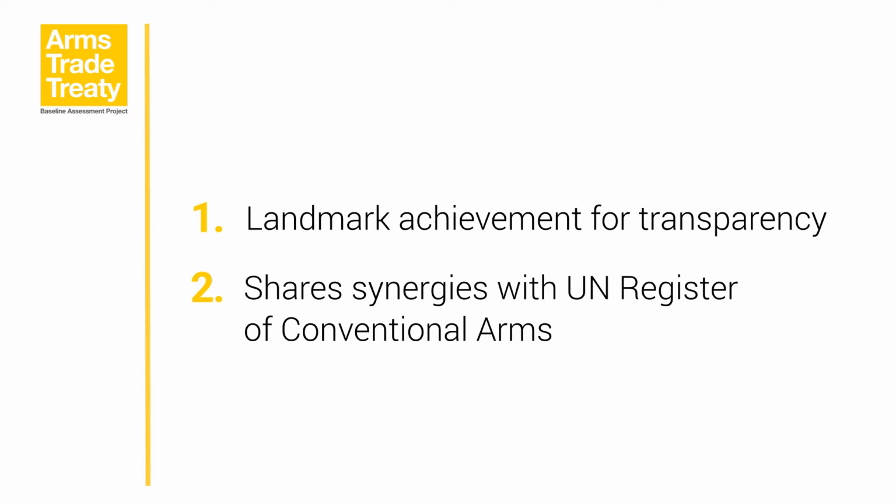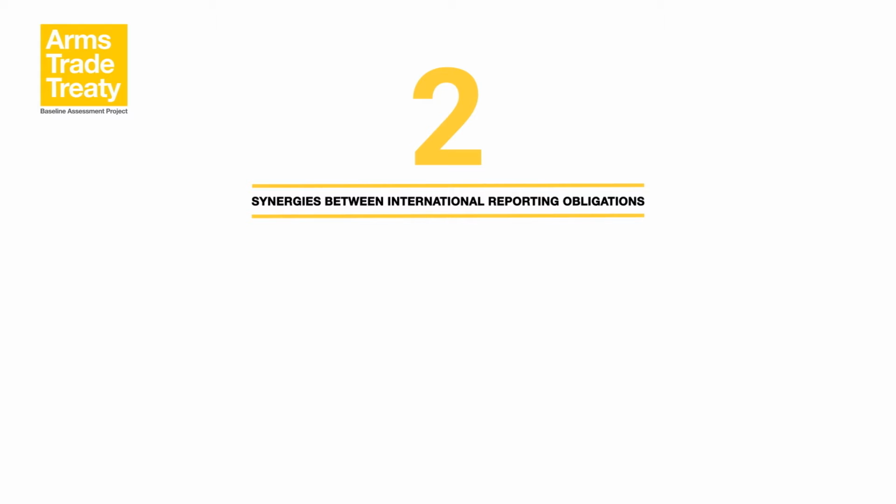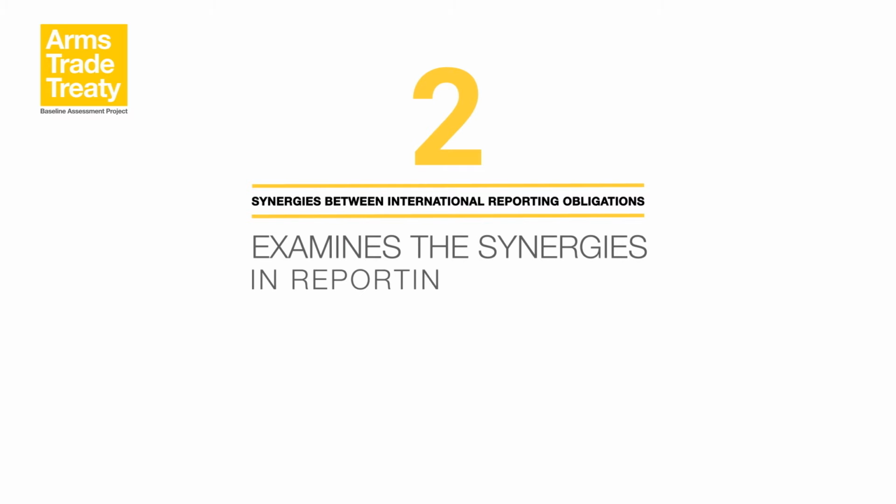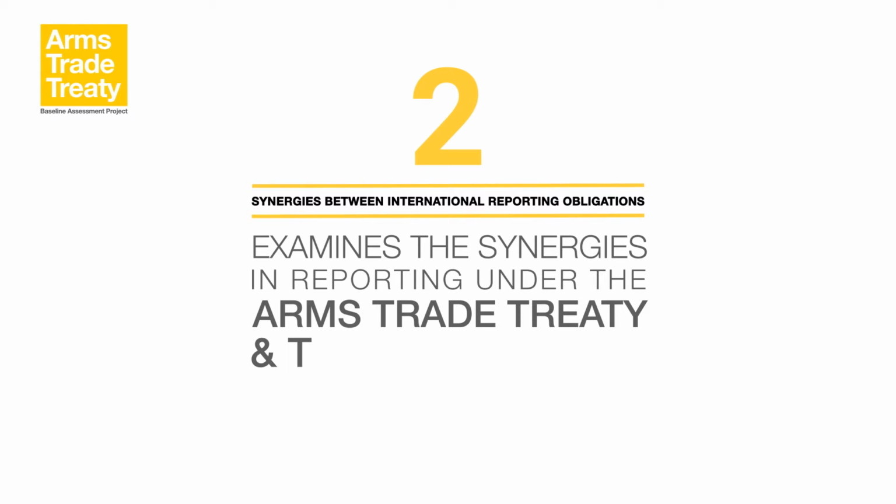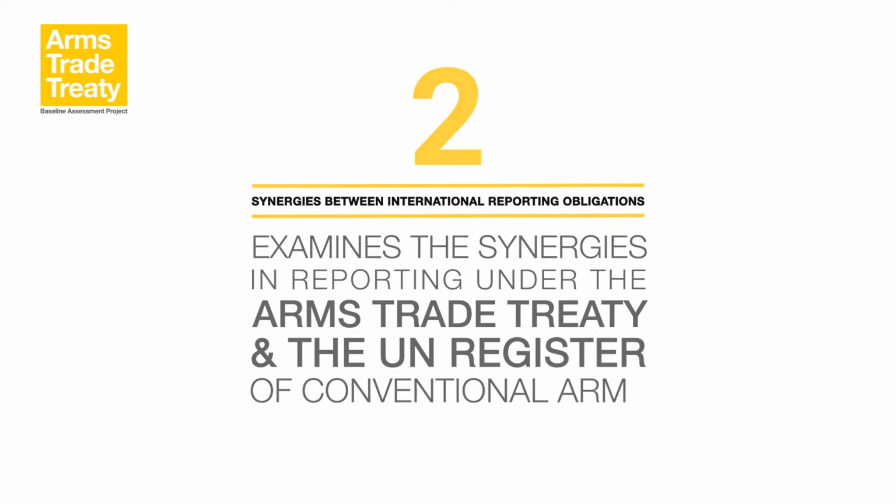In particular, the ATT is linked to the United Nations Register of Conventional Arms, known simply as the UN Register. Article 13, paragraph 3 of the ATT says that the annual report submitted to the Secretariat may contain the same information submitted by the state party to relevant United Nations frameworks, including the UN Register of Conventional Arms. This module examines the synergies in reporting under the Arms Trade Treaty and the United Nations Register of Conventional Arms.